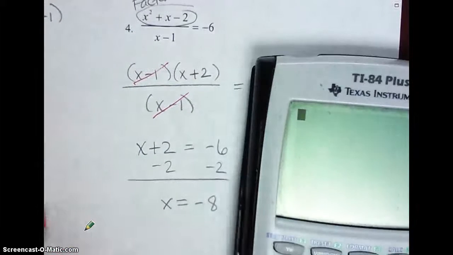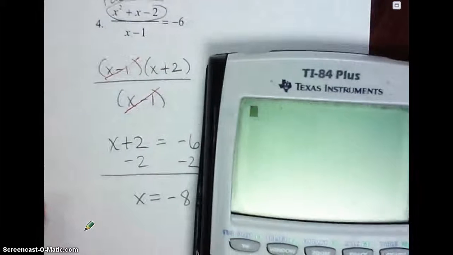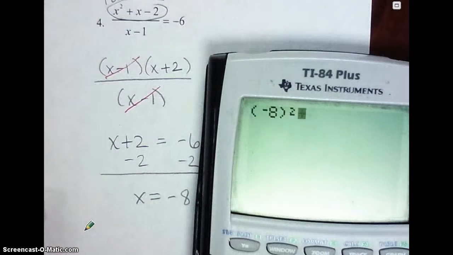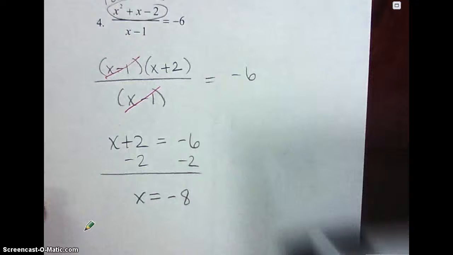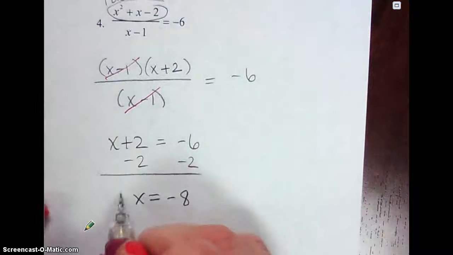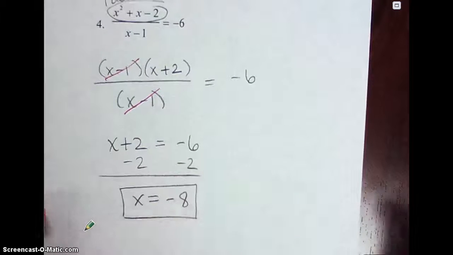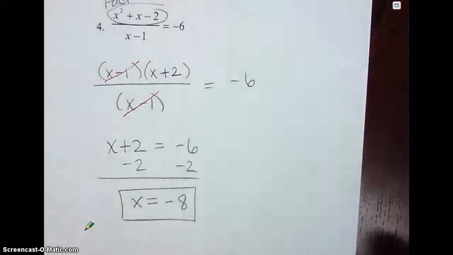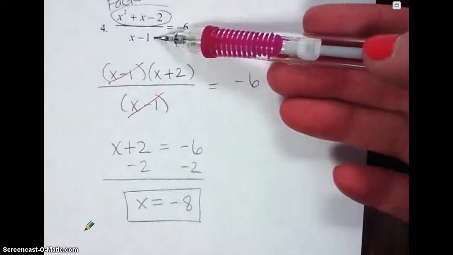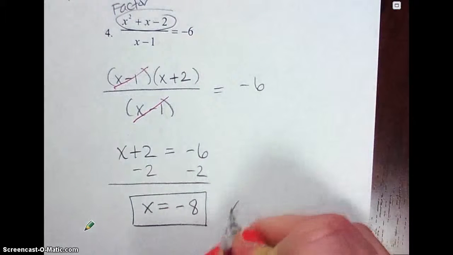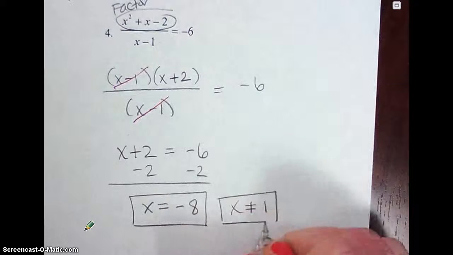So before you box out, make sure that you check it. So back to the original, negative 8 squared plus negative 8 minus 2 divided by negative 8 minus 1 is equal to negative 6. So there's our answer. What am I missing though from my answer? The undefined. So we didn't find the LCD. So because of that, some people forget to find that undefined value. But if you look at your denominator, what can x not equal? 1. Positive 1. So make sure you include that. X cannot equal positive 1.